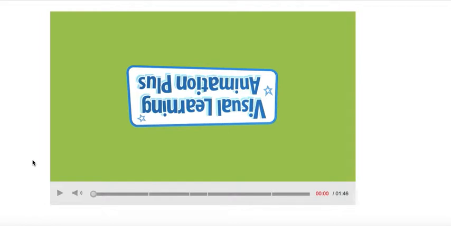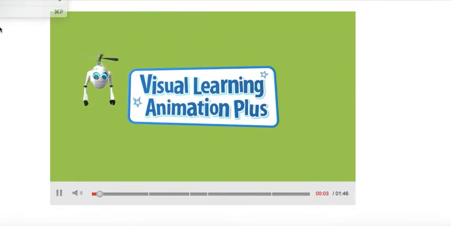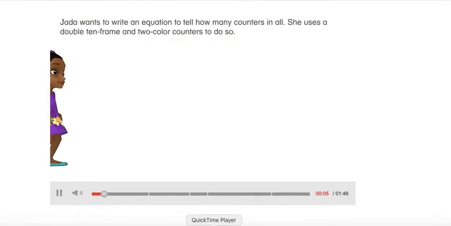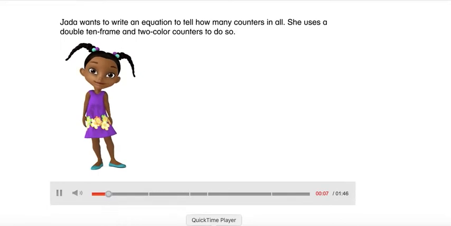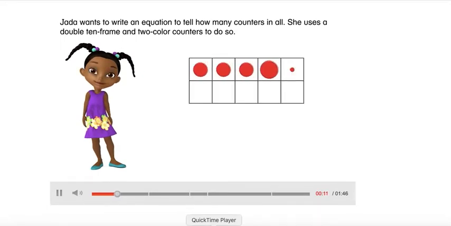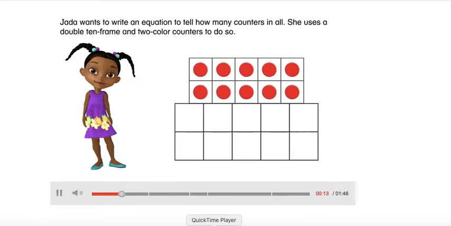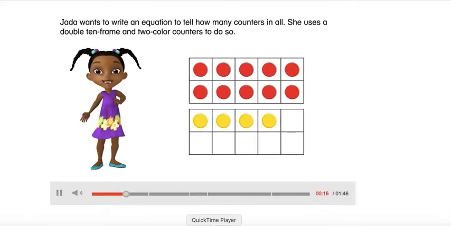With a warm-up video using our visual learning animation from Envision. So here we go. Jada wants to write an equation to tell how many counters in all. She uses a double 10 frame and two color counters to do so. I'm going to do the math.